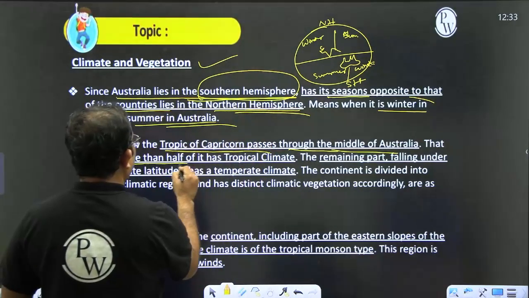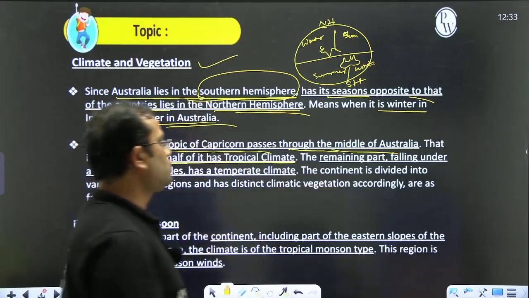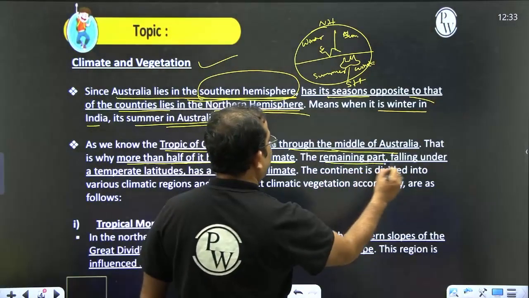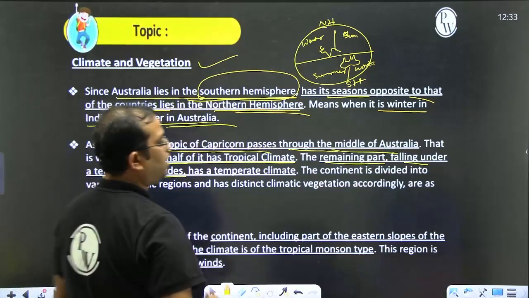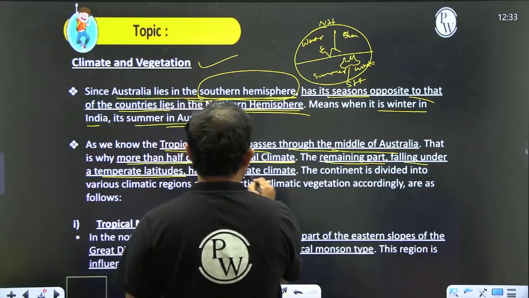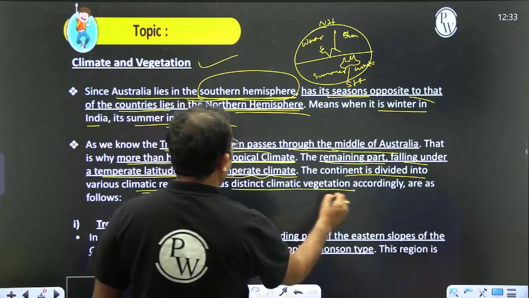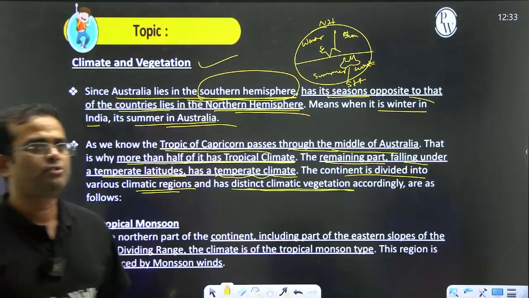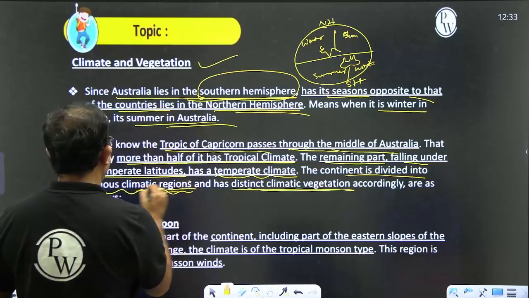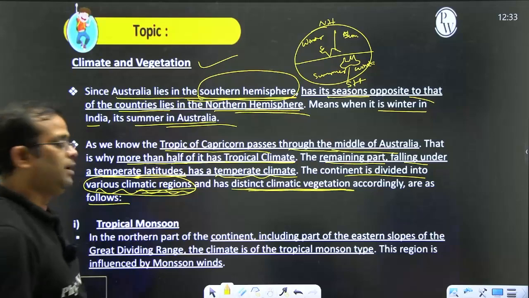That is why more than half of Australia faces a tropical climate. The remaining part falls under the temperate latitudes, and has a temperate climate basically. The continent is divided into various climatic regions and has distinct climatic vegetation accordingly, as follows.